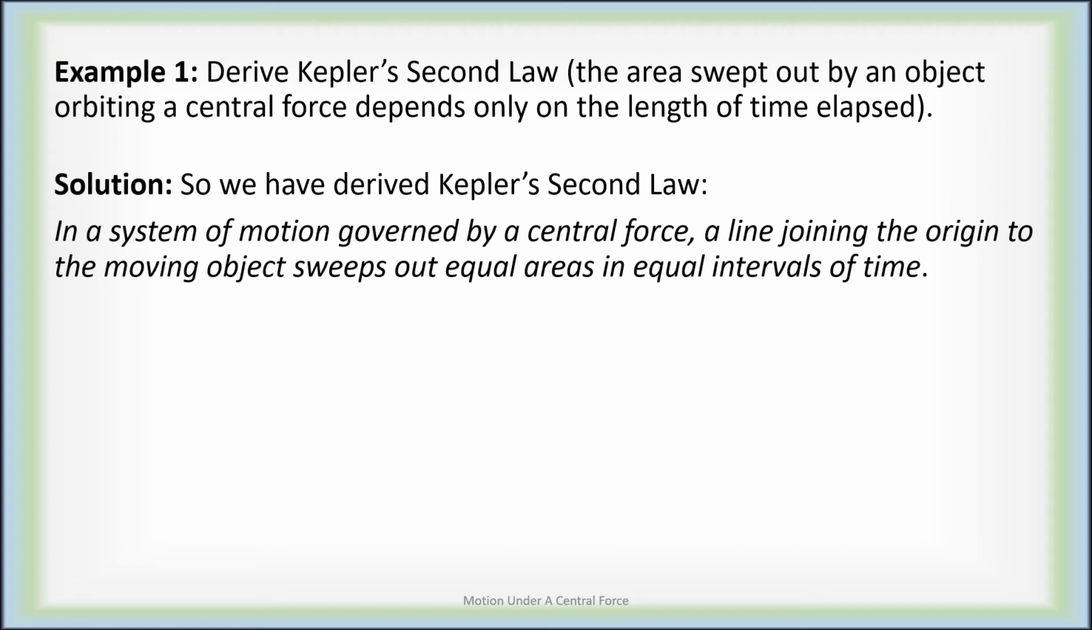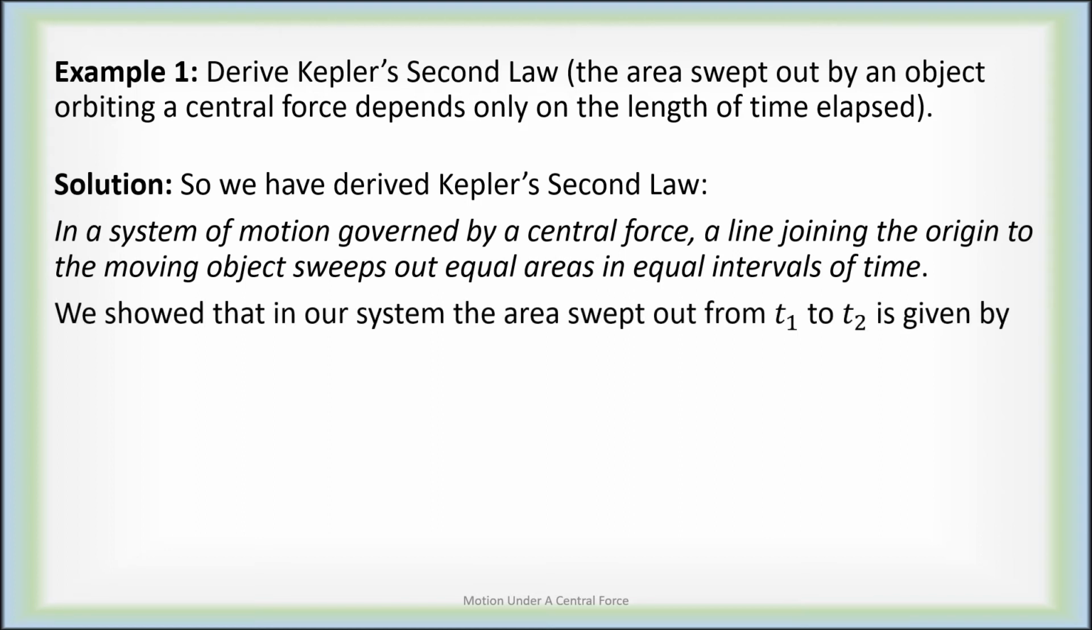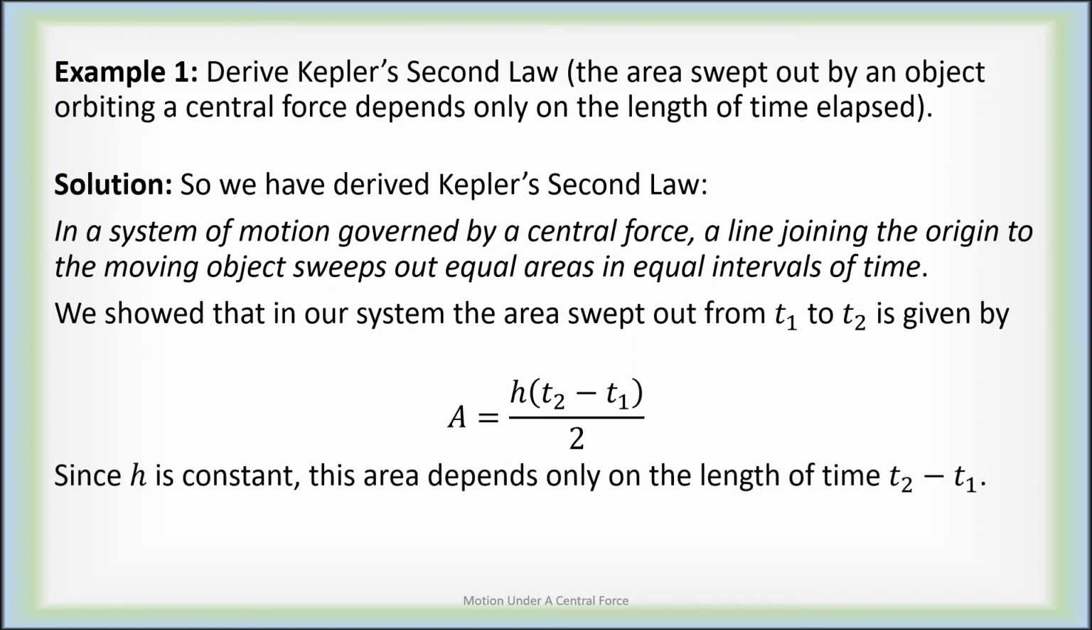In a system of motion governed by a central force, a line joining the origin to a moving object sweeps out equal areas in equal intervals of time. How have we shown this specifically? In our system, the area swept out from t1 to t2 was given by exactly a constant h times t2 minus t1 over 2. Since h is constant, the only thing that affects this area is the length of time t2 minus t1. So if I changed those times but kept the difference between them the same, I would get the same area. That's Kepler's second law.